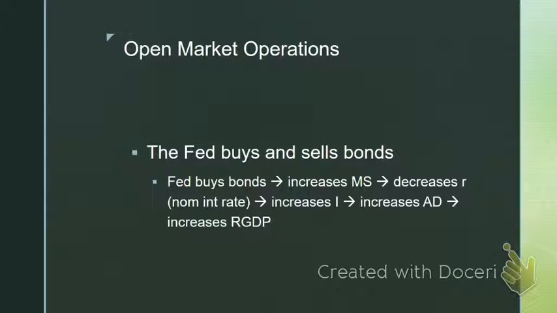Open market operations. That's when the Fed buys and sells bonds. If the Fed buys bonds, it increases the money supply by putting money into the pockets of the public that sell the bonds. When you increase the money supply, that decreases the nominal interest rate. That increases investment, which increases aggregate demand, which increases real GDP. That's an expansionary monetary policy.